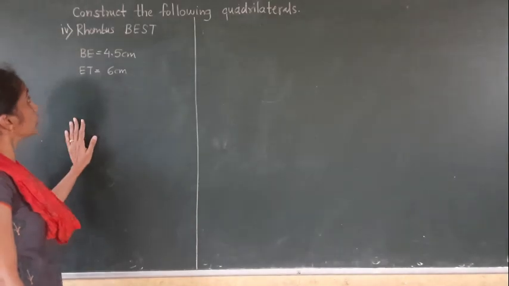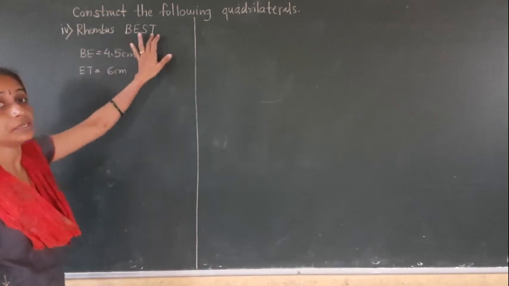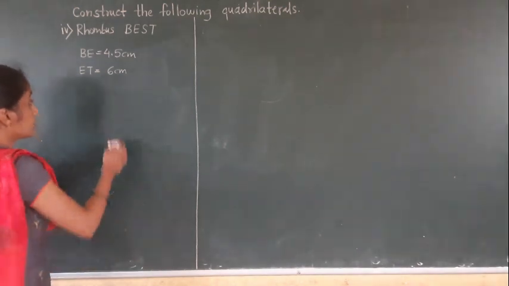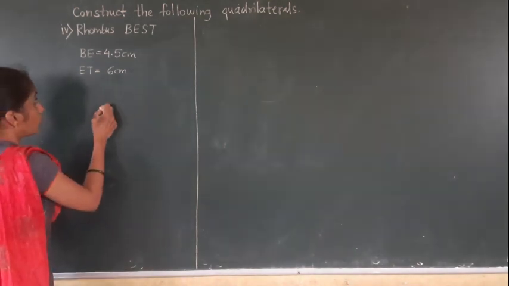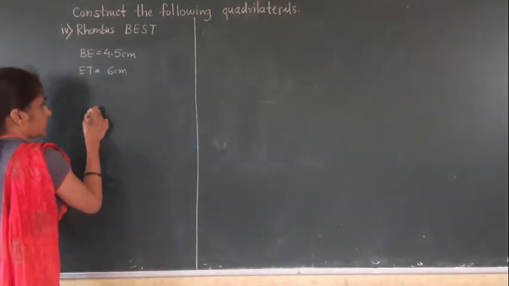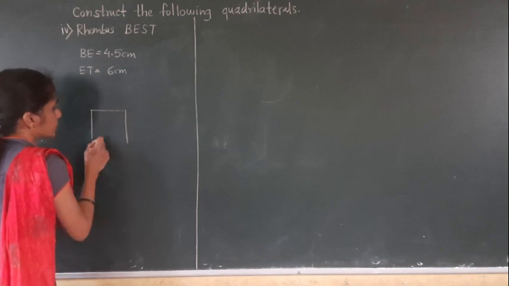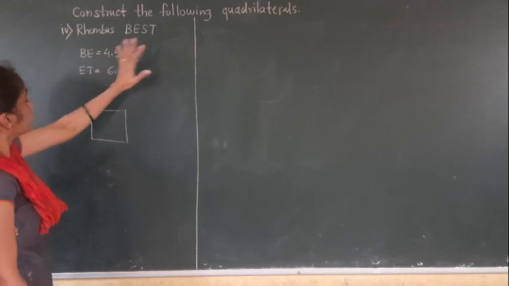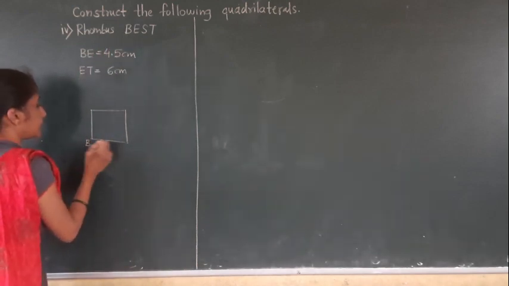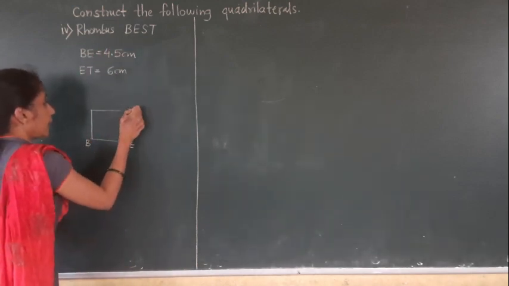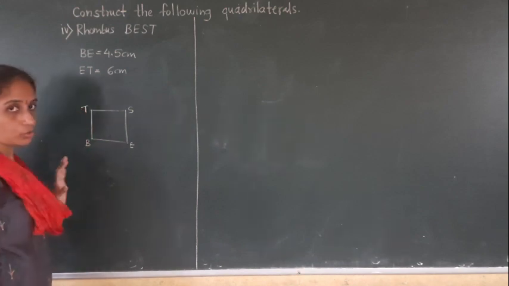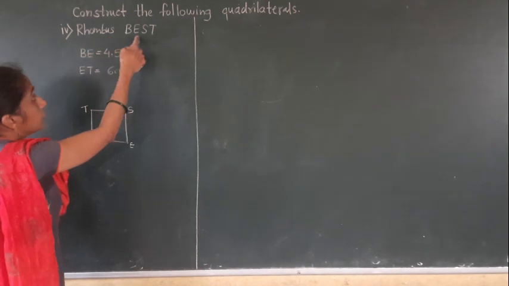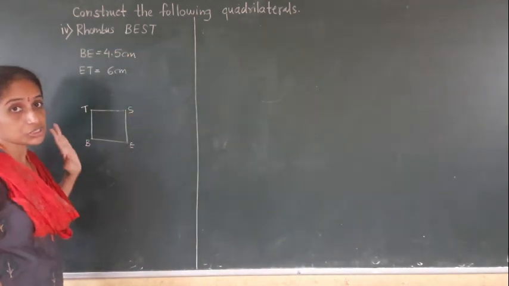Let's solve question number 4. Rhombus BEST. Now we have to construct a rhombus. I can draw a rough sketch of the rhombus. Suppose a square is the rhombus, and I draw this. Now I have written BEST. BEST is a rhombus. This is the rough sketch I have written.